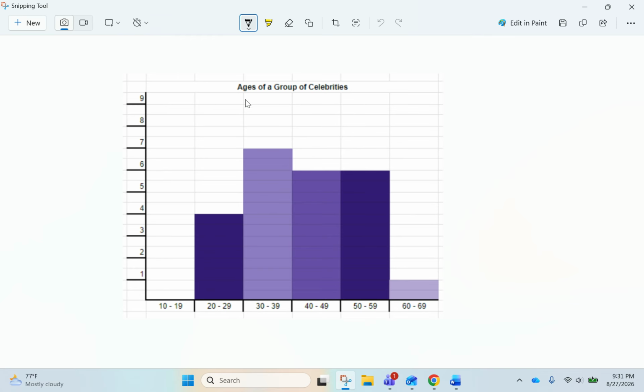This histogram is about ages of a group of celebrities. So you've got a group of these famous people and what their ages are. The bottom is going to be their age. So I'm going to go ahead and label this as ages because this histogram's not labeled for some reason. So that means somewhere between 10 and 19 years old, 20 to 29, so basically your 20s, 30s, 40s, 50s, and 60s. Those are the ages. And this left side, the y-axis, is going to be the number of celebrities. So I'm just going to say number of people.